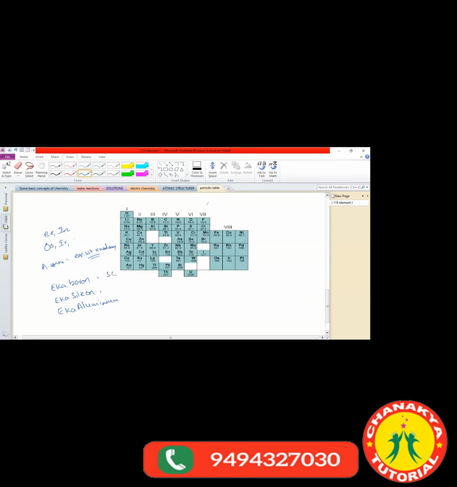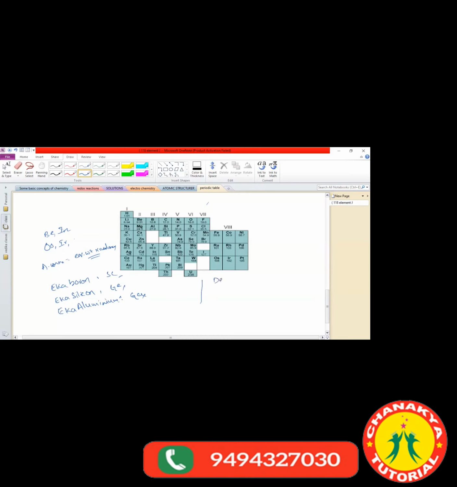What is Eka silicon? The present name of Eka silicon is germanium. And the present name of Eka aluminium is gallium. For scandium, germanium and gallium, he left gaps because he knew the properties but didn't discover the elements. Okay, next, what are the disadvantages?